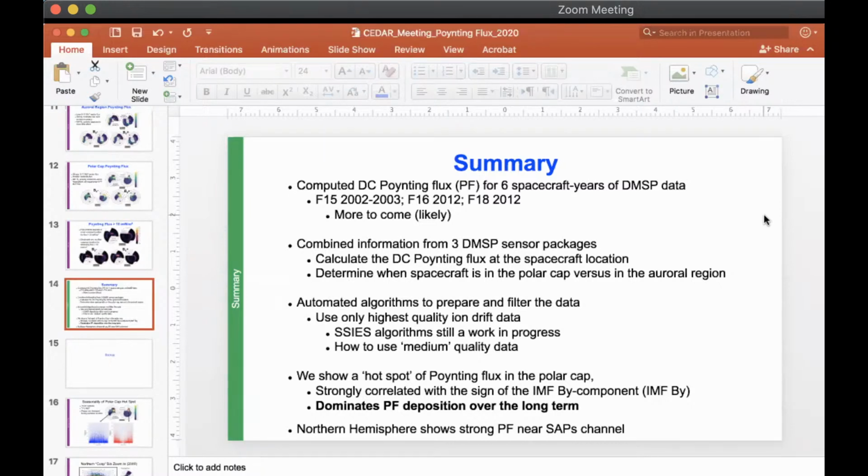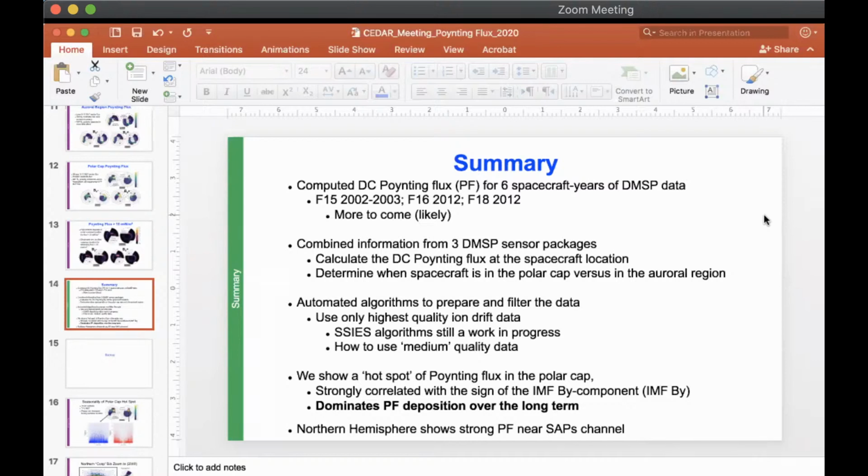Let me take the last question first. The maximum value that we have seen is 175 milliwatts per meter squared. That was on the dayside in one of the extreme flow channels associated with a very large IMF BY. There have been some very large measurements also during storm time. I think I have seen once up to 100 milliwatts per meter squared in an auroral zone measurement.